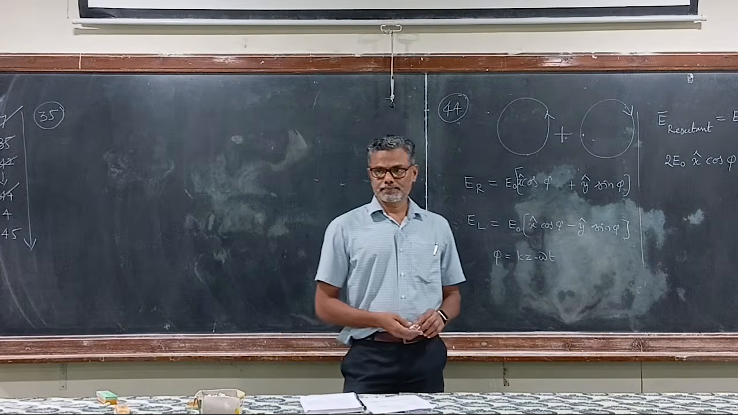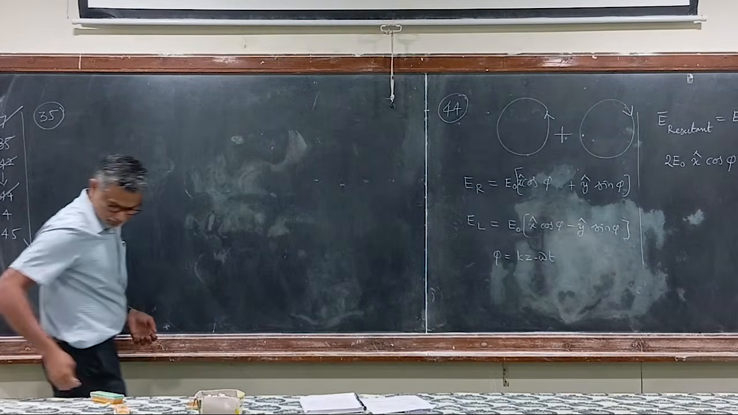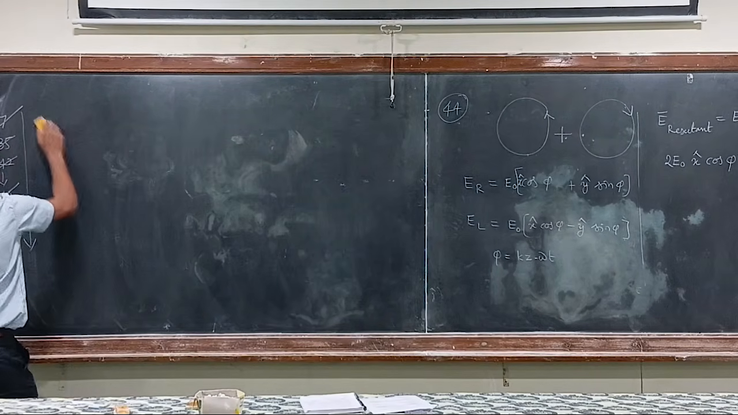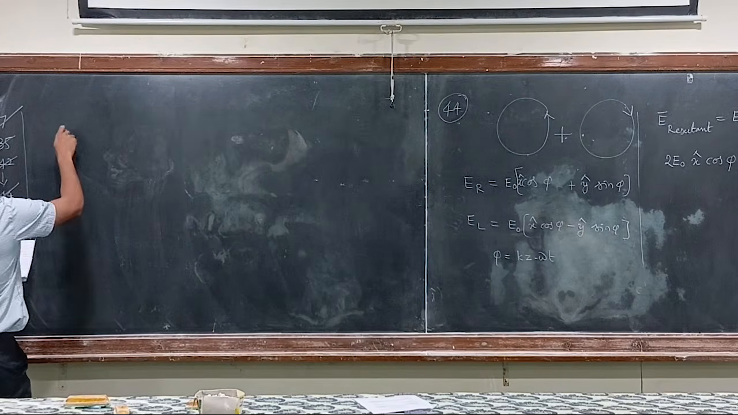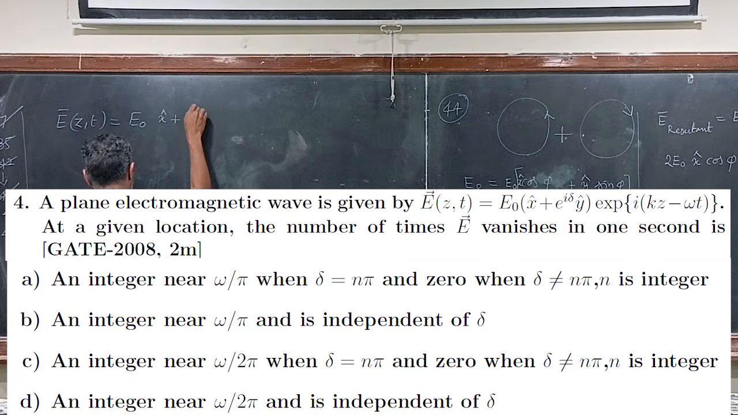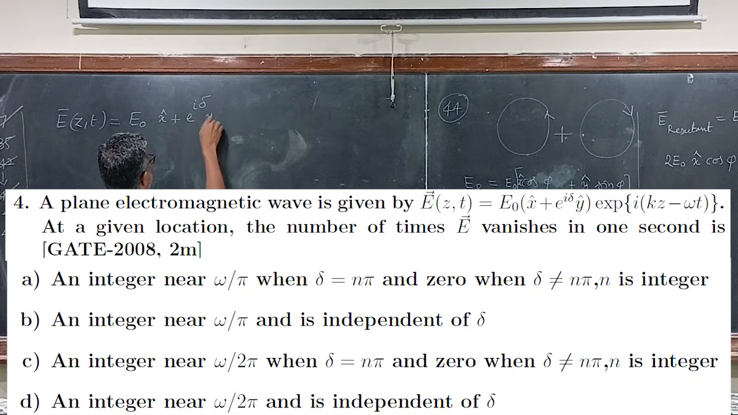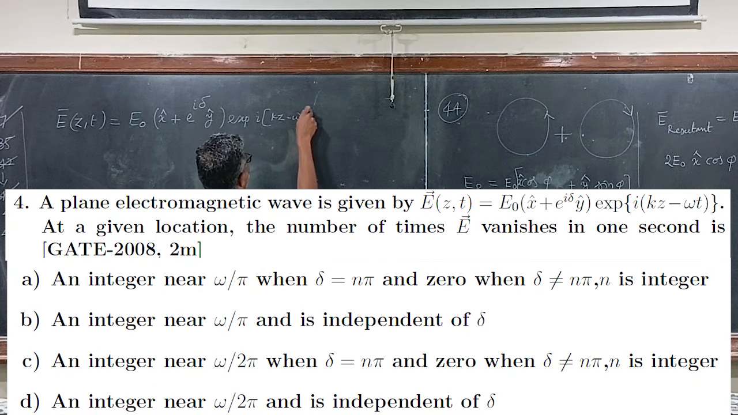So this will start. So for question number 4, a plane electromagnetic wave E of z comma t is given as E0 (x cap plus e to the power of i delta times y cap) into exponential of i times (kz minus omega t).